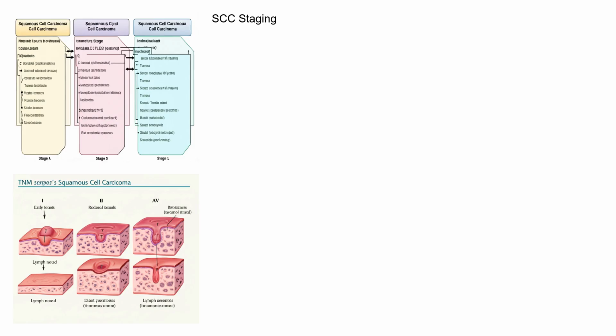While SCC is a distinct type of cancer, it is staged based on the extent of its spread. The TNM system, tumor, node, metastasis, is commonly used. T describes the size and extent of the primary tumor, N indicates whether the cancer has spread to nearby lymph nodes, and M signifies whether the cancer has metastasized to distant sites. These stage groupings guide treatment decisions and provide important information about prognosis. Understanding the stage of the cancer is crucial for developing an effective treatment plan.